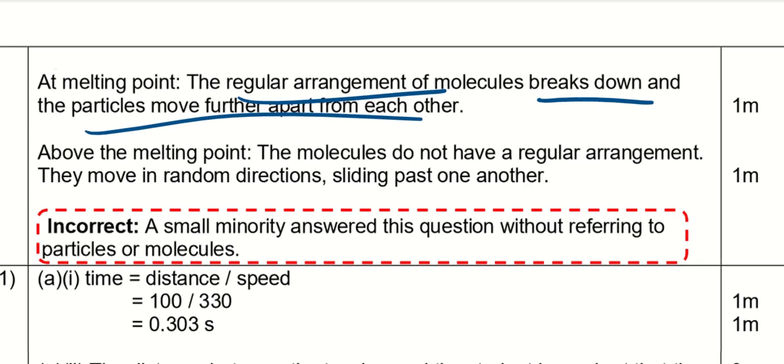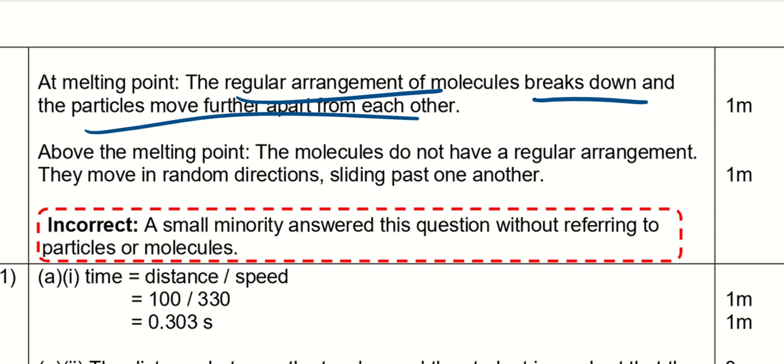Above melting point, molecules do not have a regular arrangement. They move in random directions, sliding past one another. So you need to be very detailed in your description about the motion and the arrangement as it melts, as it turns from solid to liquid. Okay? So what else do you think they can ask about this?